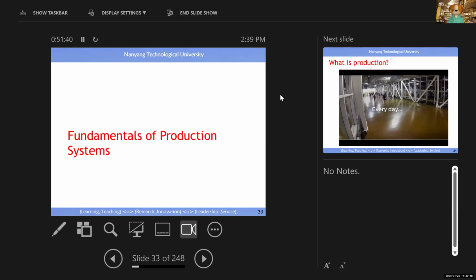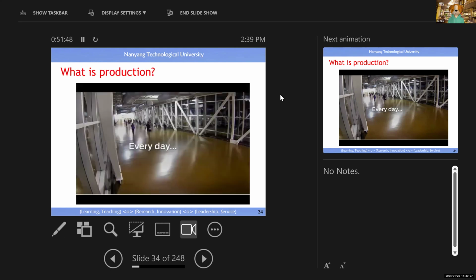So now we look at some basic knowledge about the production system itself. We start to go into the production system, right? And based on the knowledge in the previous slide, I hope you know roughly what manufacturing is, right? And inside the manufacturing system, you have a production system. Then this slide or this video will give you a very quick overview of the entire factory in the automobile industry.